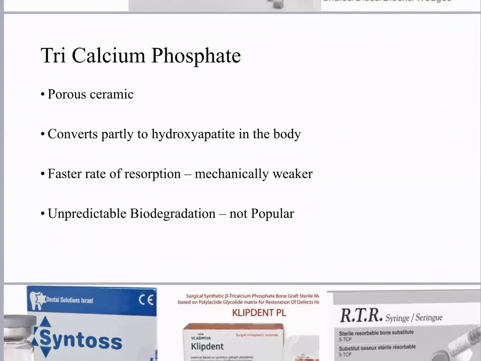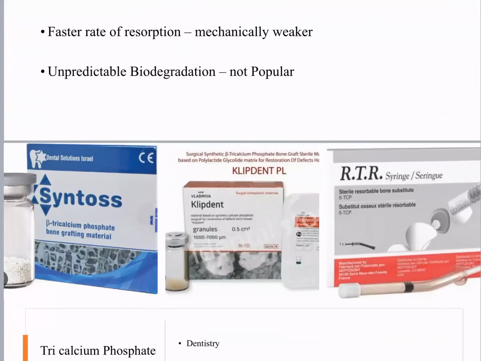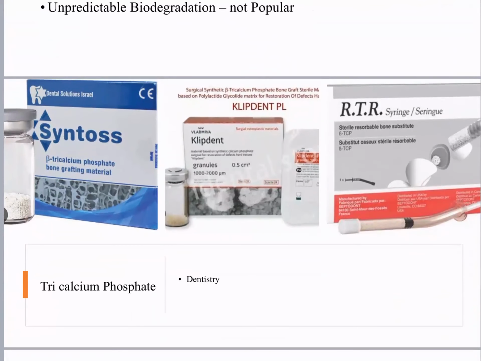A little bit about tricalcium phosphate. It's a porous ceramic. It converts partially to hydroxide in the body. It also has a faster rate of resorption, which makes it chemically weaker, and therefore also has unpredictable biodegradation, which makes it not that popular to use. Here I've put some pictures of tricalcium phosphate that is available on the market, and most of them are used in dentistry.